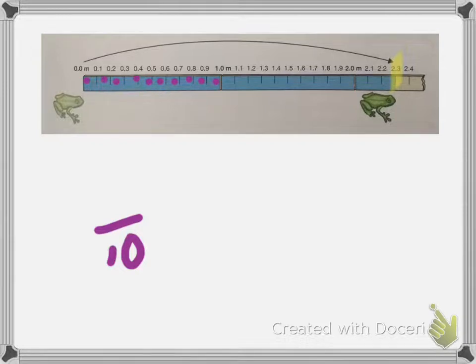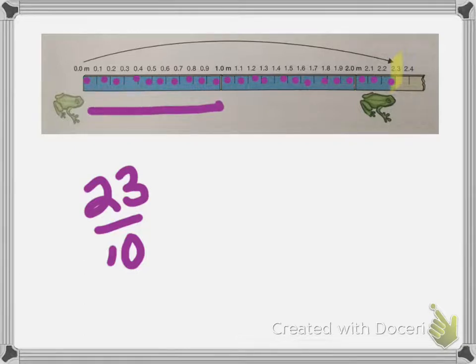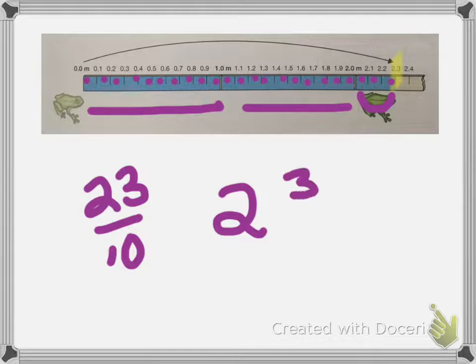So that's 1 full meter. 11, 12, 13, 14, 15, 16, 17, 18, 19, 20. 20 is 2 full meters. 21, 22, 23. So our fraction would be 23 tenths. We have 2 whole meters, so our mixed number would have 2 as the front, and then we have 3 decimeters, or 3 tenths, that are left over. So it is 2 and 3 tenths for our mixed number.